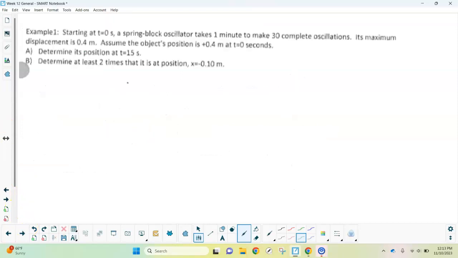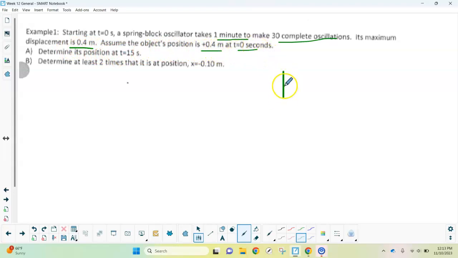So let's go ahead and get into the last example, and this is the last one for the video. It says, starting at time equal to 0, a spring block oscillator takes 1 minute to make 30 complete oscillations. Its maximum displacement is 0.4. Assume the position is at positive 4 meters at time equal to 0.